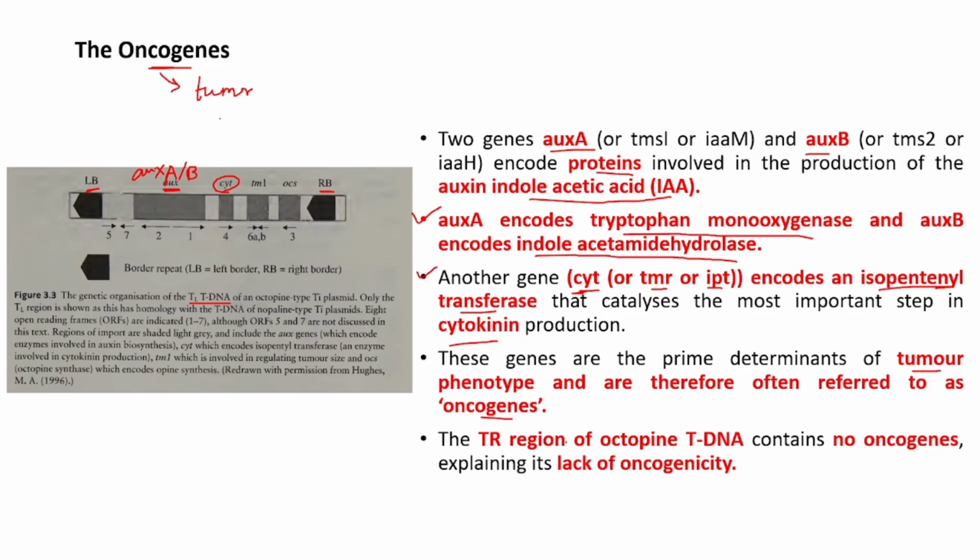So these genes are primarily referred to as oncogenes because they are determinants of the tumor phenotype. However, the TR region of the octopine tDNA contains no such oncogenes that we have discussed, and that's why it lacks oncogenicity. So if you remember, only the TL region of the octopine strain Ti plasmid is oncogenic. Now you can understand why only the TL region is oncogenic, because it contains all these genes, oxA, oxB, CYT. And that's why only the TL region is oncogenic, while the TR region does not contain any of these, and so it is non-oncogenic.